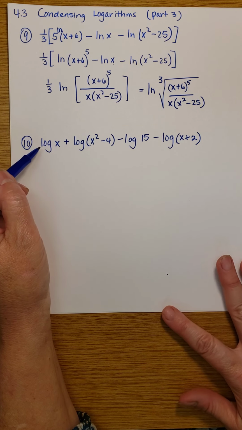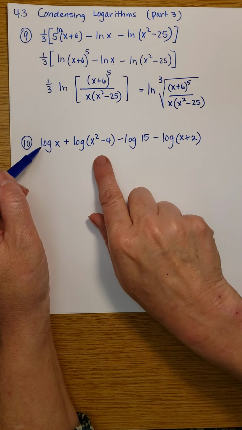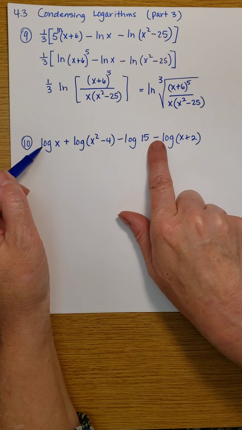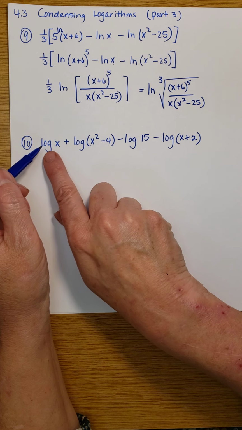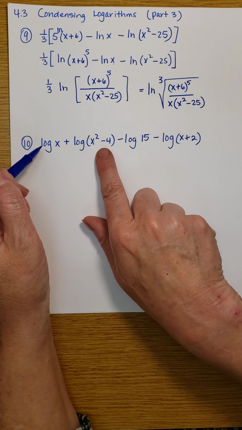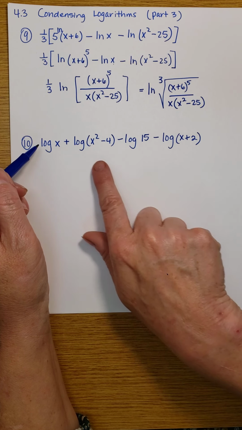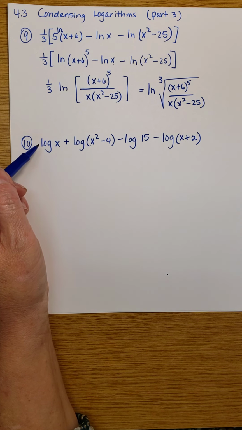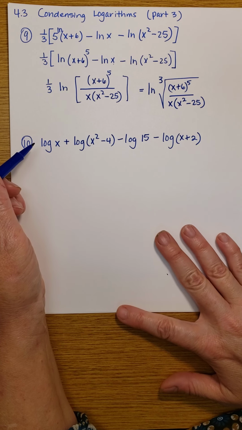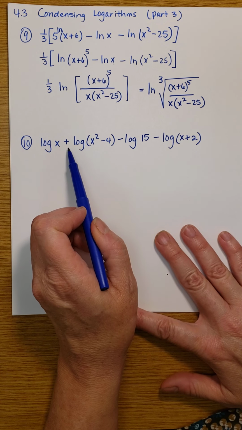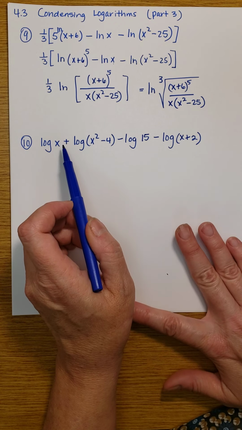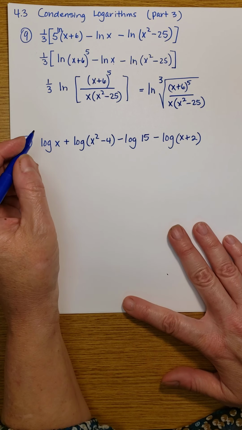All right. Here we have the difference. Here we have a sum. And we don't have any constants out in front. So we can go ahead and combine those using the product and quotient rules. Product and quotient rule is what I meant to say.